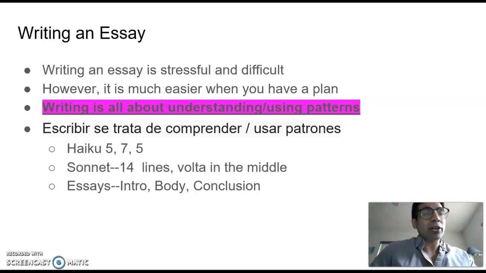So we talked about patterns before in our previous lessons of poetry. So we talked about the haiku. It's based on a pattern, right? So you have 5 syllables in the first line, 7 syllables in the second line, 5 syllables in the last line. And same thing with the sonnet. So we have 14 lines, we have the volta in the middle, and a couplet at the end.